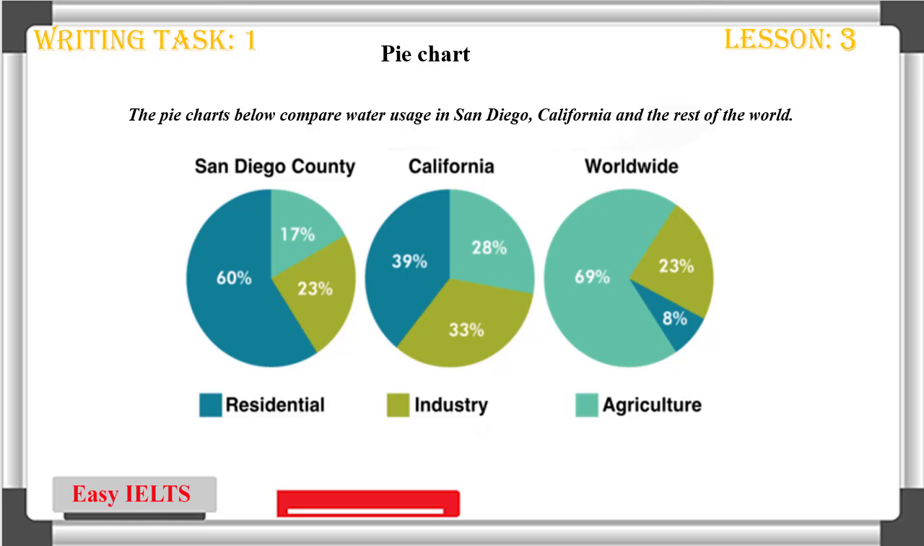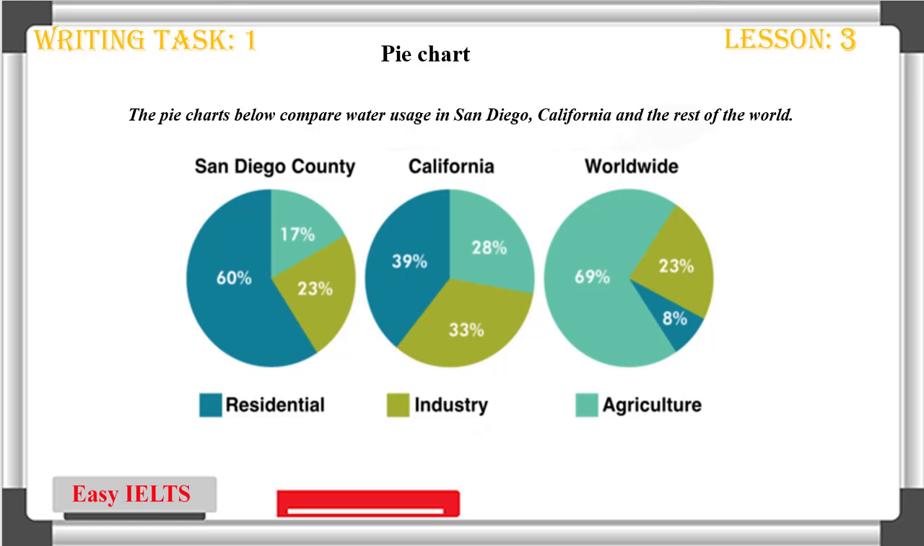Now the three pie charts you see here compare the water usage for three different areas: San Diego County, California, and then worldwide. And for each area it compares the usage for residential, industry and agriculture. For our text, this will allow us to either focus on the area and compare those, or we can focus on the sector in which the water is used.